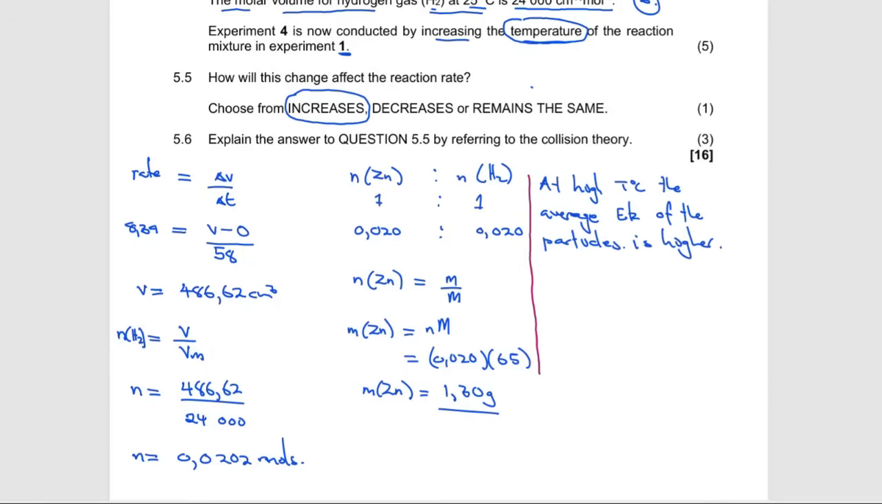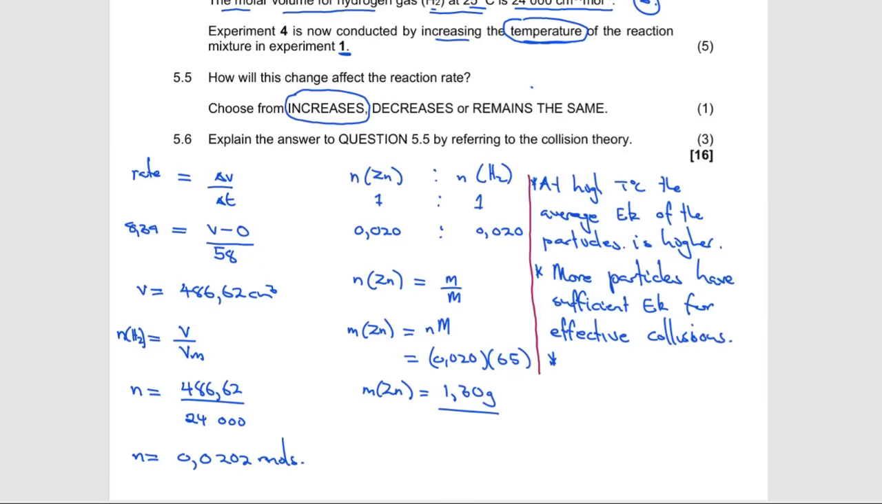Then after that, now I'm going to proceed to say as my next bullet there. So this one is going to be my first bullet. Then the second bullet there, I'm going to say more particles have sufficient EK, which is our kinetic energy, for effective collisions, right? Then after that, now I'm going to say what is going to happen.